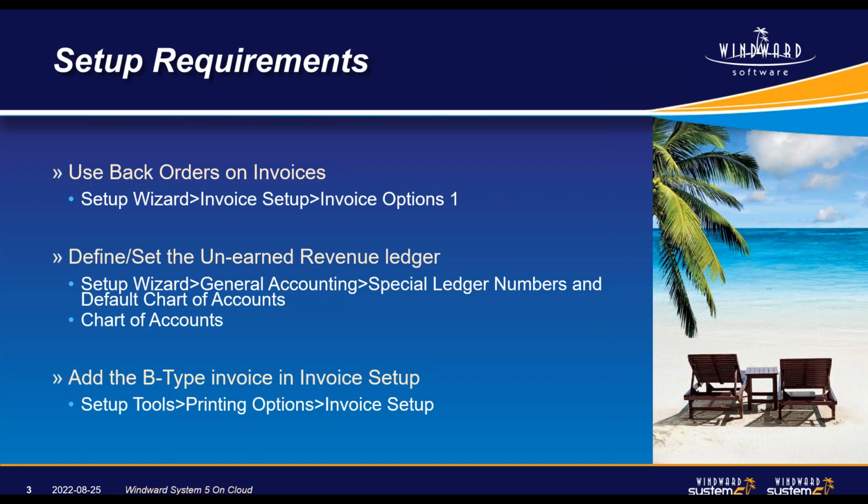And then the third thing is add the B-type invoice in the invoice setup. If you go to setup tools, printing options, you'll find the invoice setup. You'll find your invoice tree, and then you can just drag the B-type invoice from the list to your list of available invoices to use.